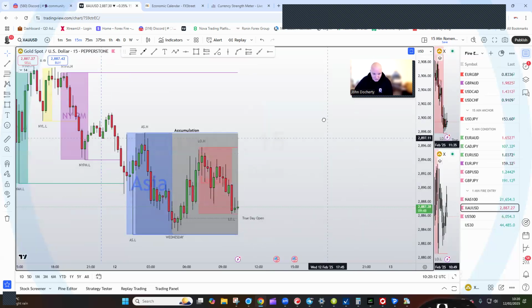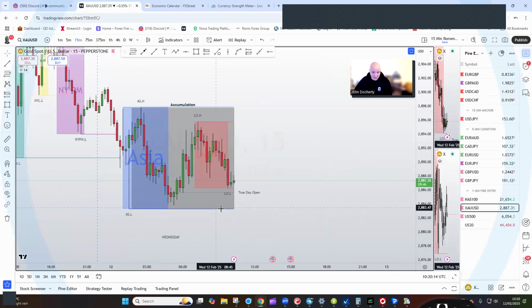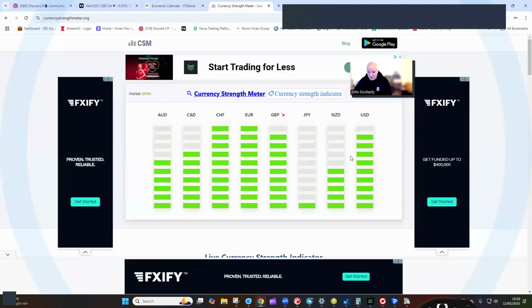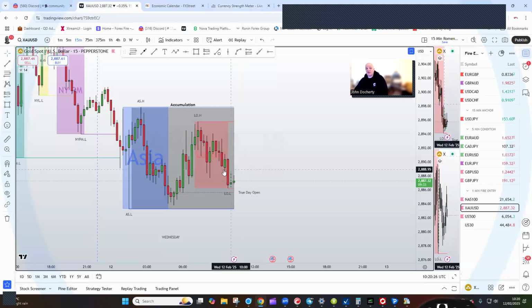Gold, we are looking for a breakout of accumulation at the minute. The London session is stuck inside of the Asia, so we're consolidating at the minute. If we look at the strength, the reason why gold's doing this is simply because the dollar is strong at the minute. Normally when the dollar's weak, we'll get a bull run on the gold.